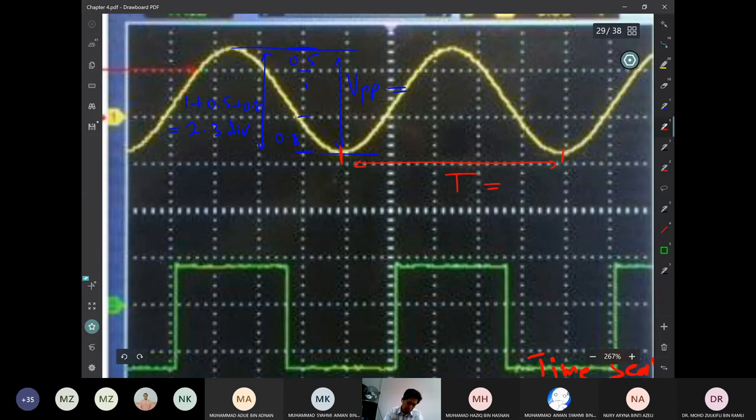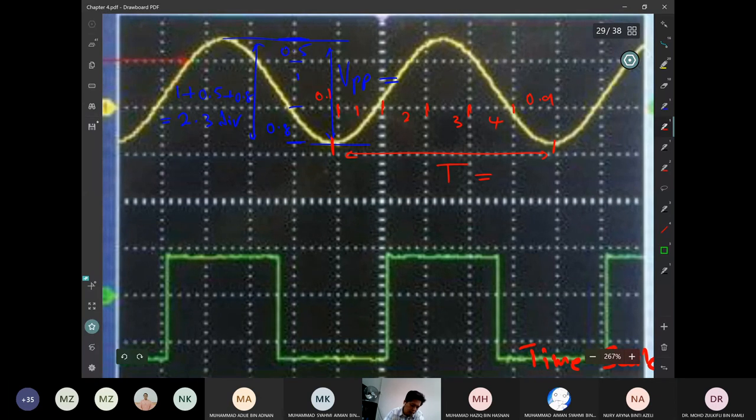So T berapa ni? 1, 2, 3, 4, 5, 1, 2, 3. Ini berapa ni? 0.9. Ini ada satu lagi ni. 1, 2, 3, 4. Kat sini 0.1. So T is 0.1 plus 0.9 plus 4. 5 lah. 5 division.